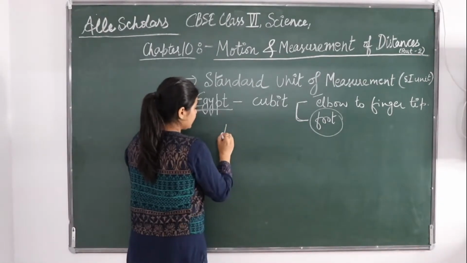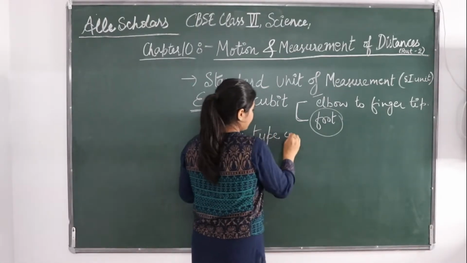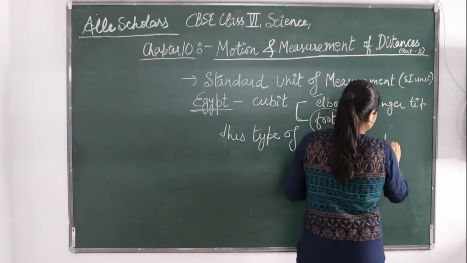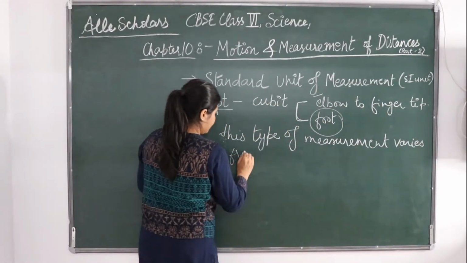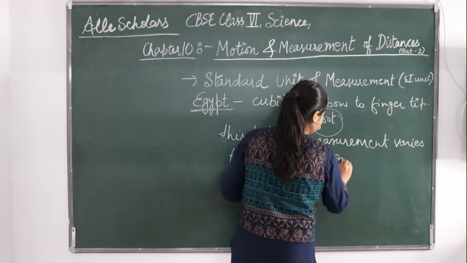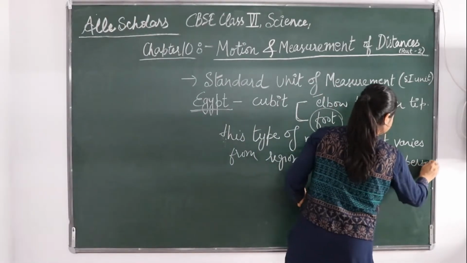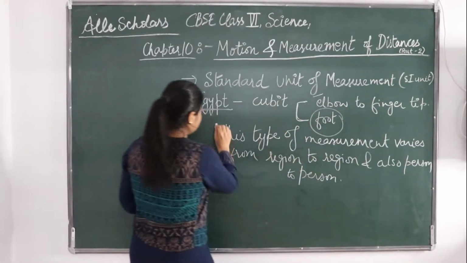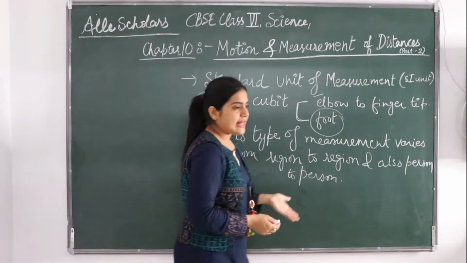This type of measurement varies from region to region and also person to person. This was the biggest drawback of the units which were used in ancient time.